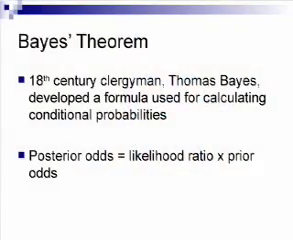We will now look at the likelihood ratio formula. In order to understand the likelihood ratio, we need to go through some background information. We will start with Bayes' theorem. Thomas Bayes was an 18th century clergyman who developed a formula for calculating conditional probabilities. The formula is that the posterior odds are equal to the likelihood ratio times the prior odds.